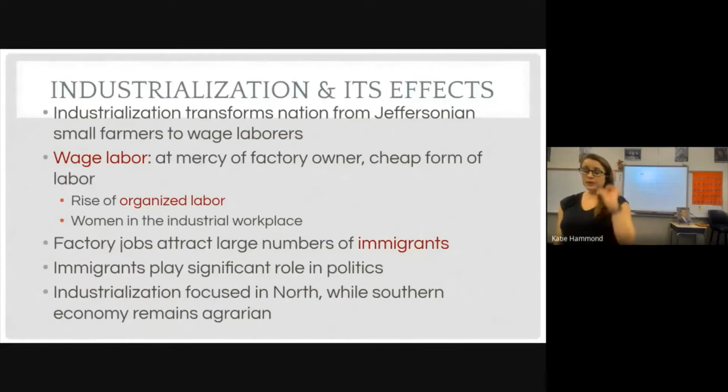Another reason for the market revolution is cheap labor. Immigrants, we know that, your white males, they're going to get paid the full amount of the wage.